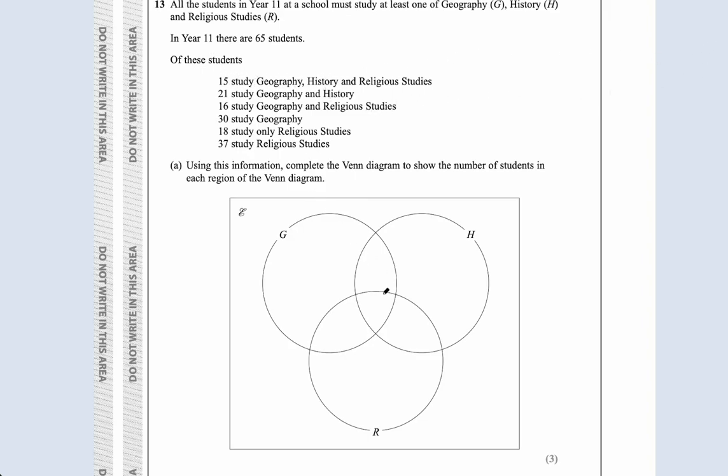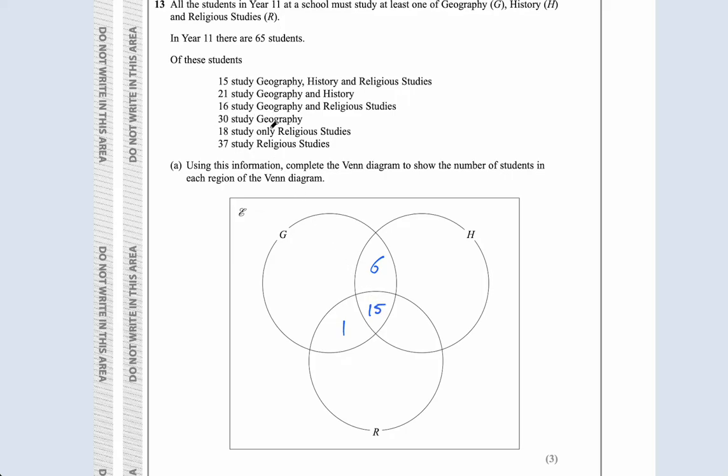15 study geography, history, and religious studies. So they give us that one first, which is nice. I put that in the middle. 21 study geography and history. Now, where's the geography and history section? Well, it's this section here. 21 are in this section, but I have 15 already, so that means I must put 6 here. 16 study geography and religious studies. That's this region here. 16, I already have 15 there, which means I can only put 1 here.